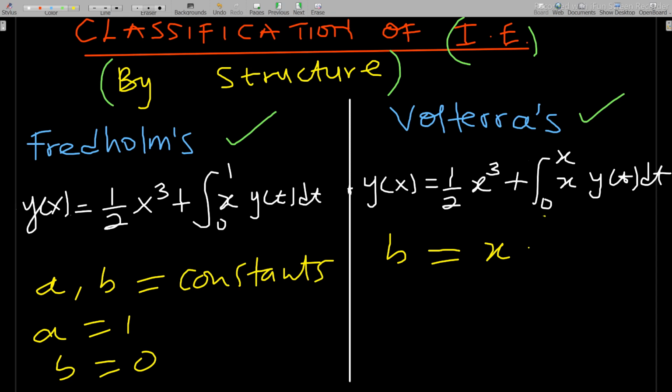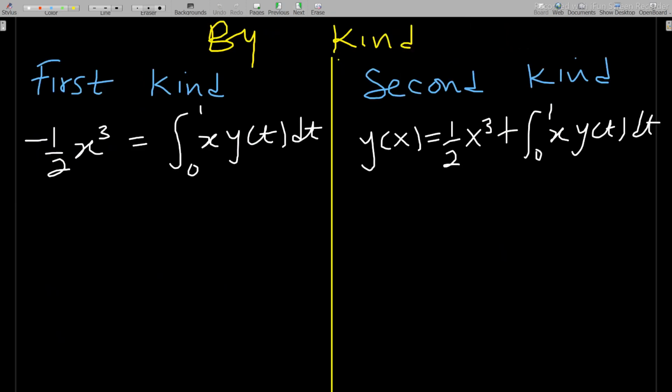But know that when the upper limit is a function of x, then you have Volterra's integral equation. In other words, b equals a function of x, and a is still a constant. Alright, I hope you understand. So with Fredholm's, you have a, b being constant, and with Volterra's, b is a function of x. Let's move on to classification by kind.